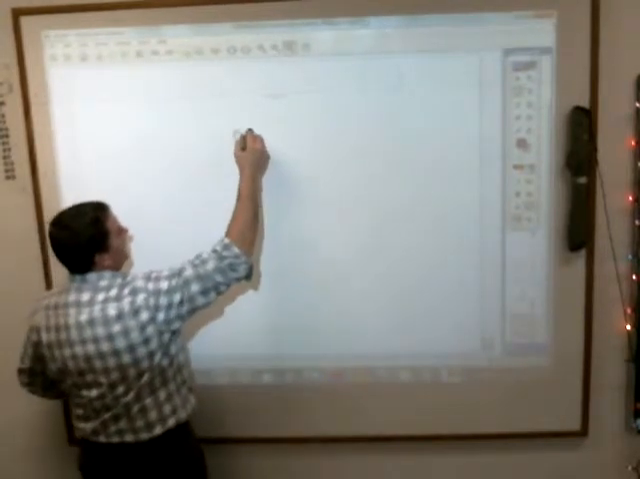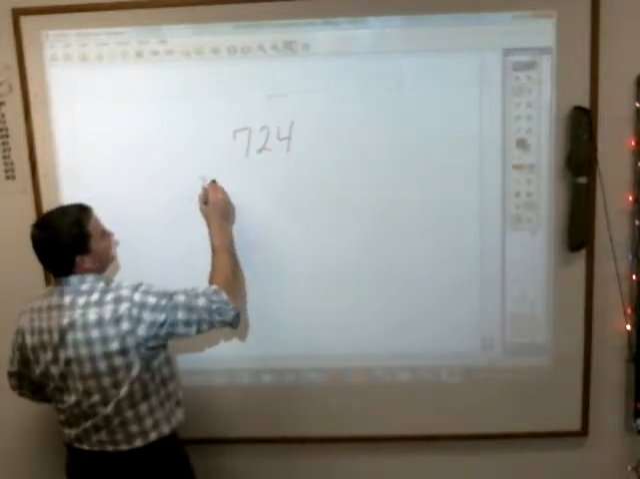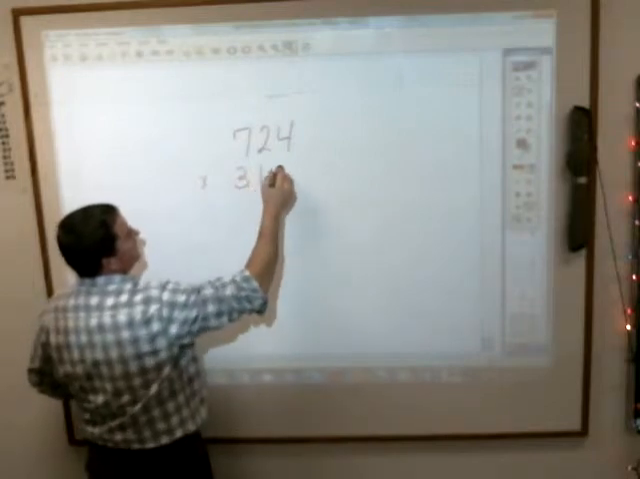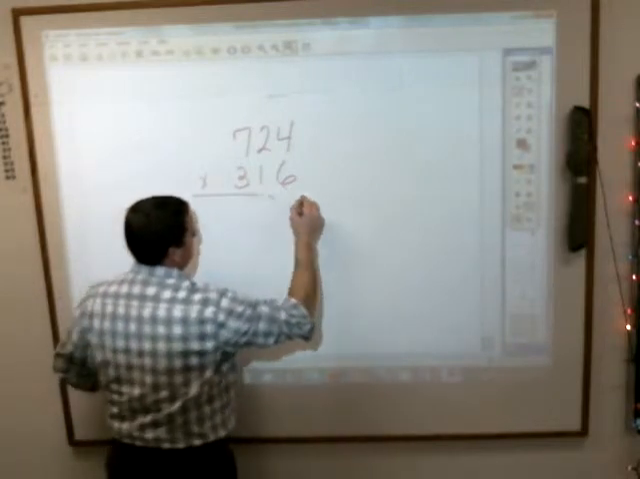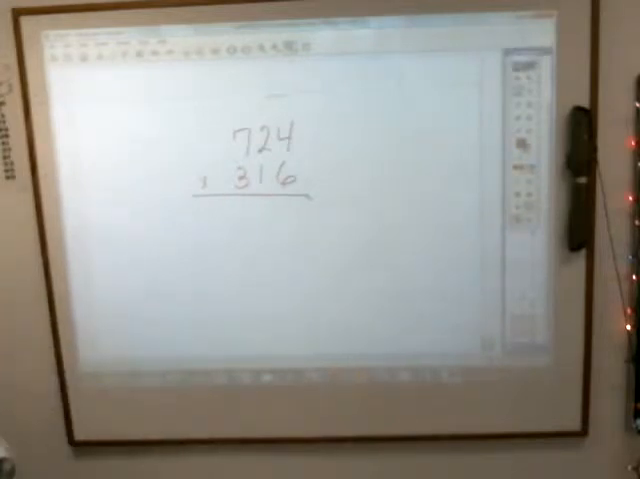Here's one for you to try. 724 times 316. Go. Let's see who gets it right. And the key to this is neatness, accuracy, and speed. I see a lot of finger calculators going out there. Multiplication tables are of the essence.